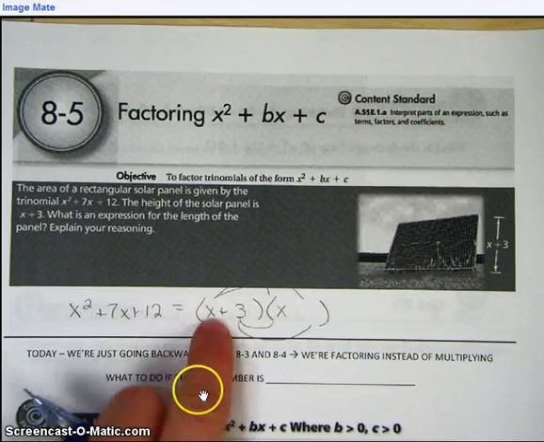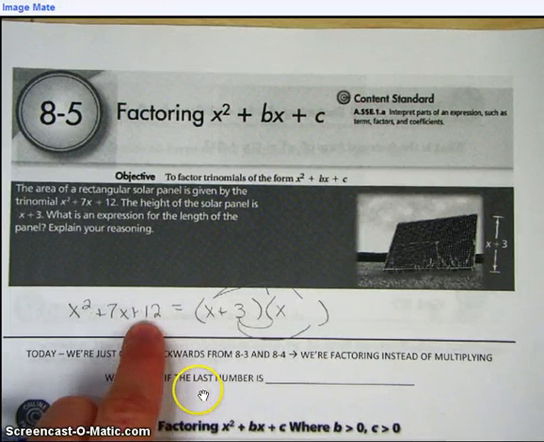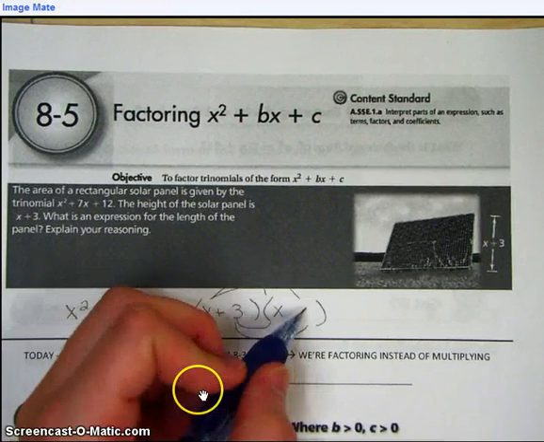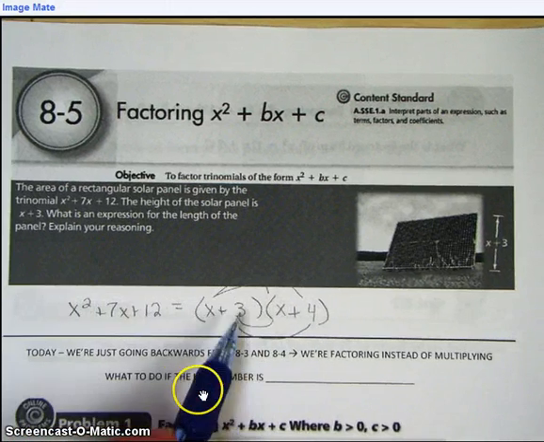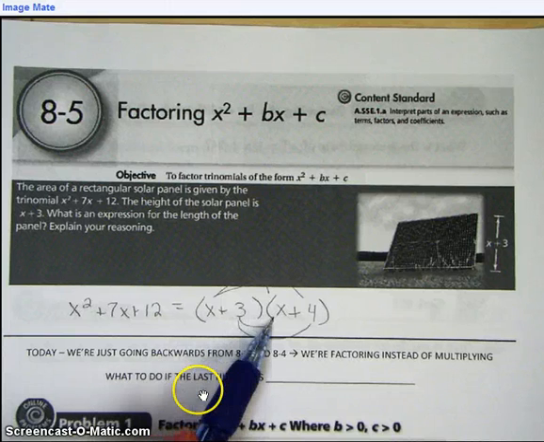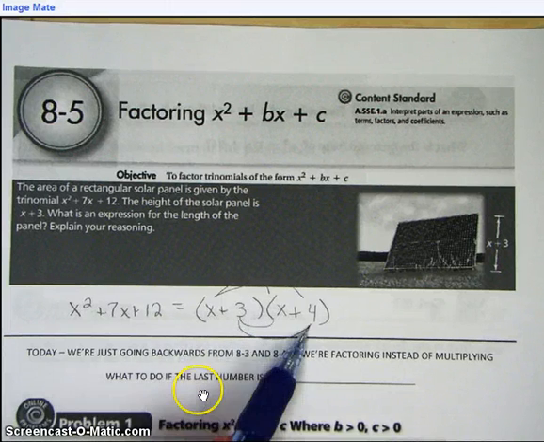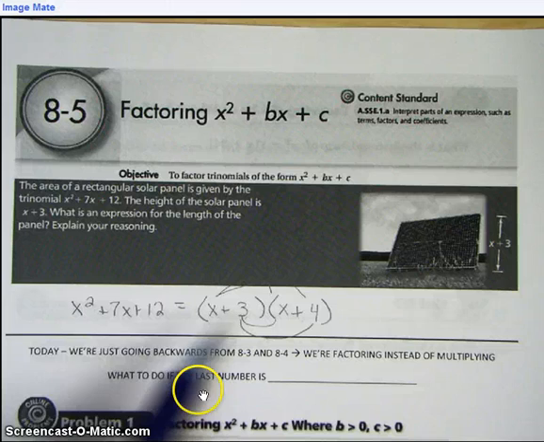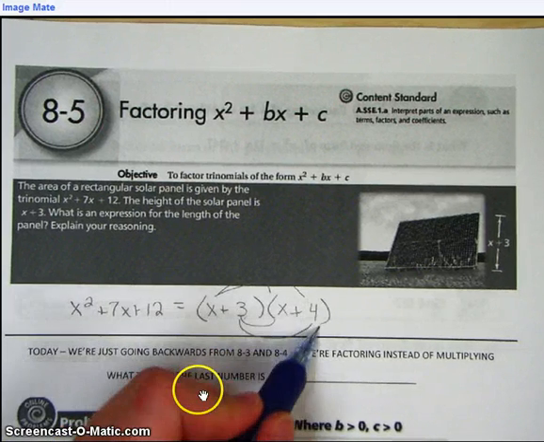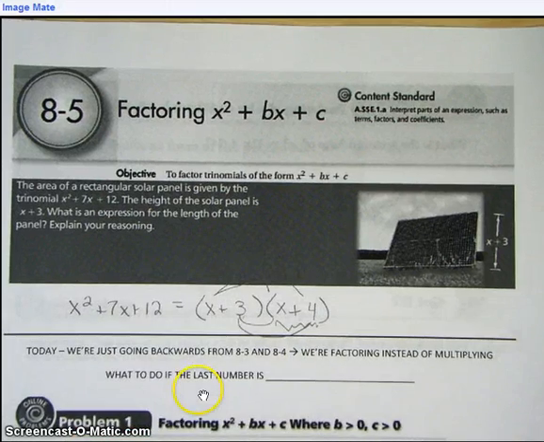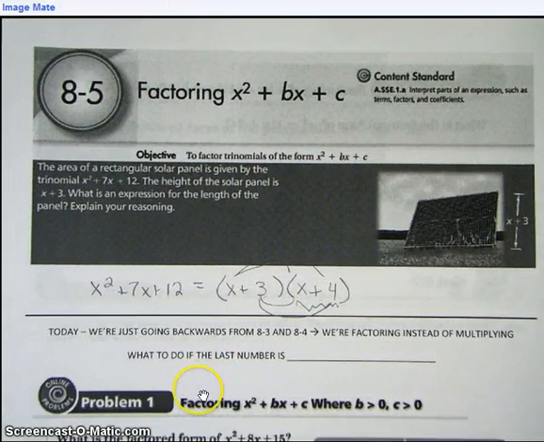That gives us x times x. And then what number gives us a 12 in the back? What about a 3 and a 4? Because 3 times 4 is 12. Now take a look. If you did the inside numbers, if you did 3x here, and then you did the outside 4x, wouldn't 3x and 4x combine to give you a 7x when you add them? So you could kind of go backwards and figure out that width would be x plus 4.